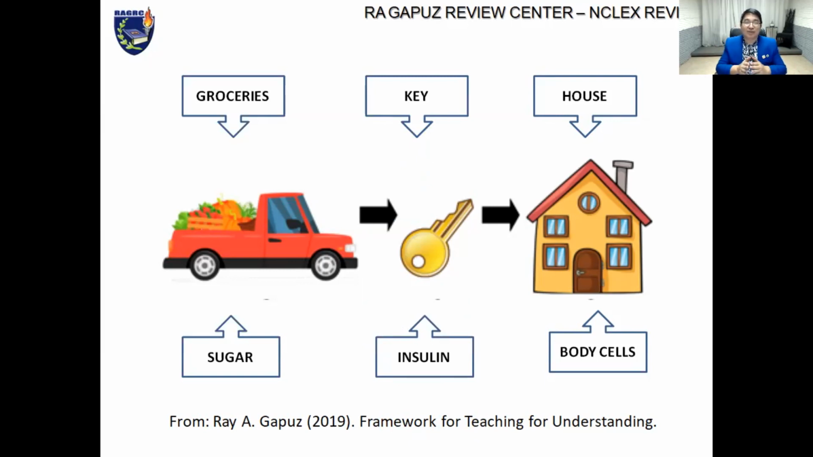So it's as if, how do you bring in your groceries to the house such that the people in the house, meaning the body cells, would be able to eat and be energized? That's how simple it could be. You have the grocery items as your sugar, the house as your body cells, and the key that facilitates the entry of the groceries to the house, your insulin. Okay? I just hope you like this metaphor. It took me quite a while to put this illustration together.